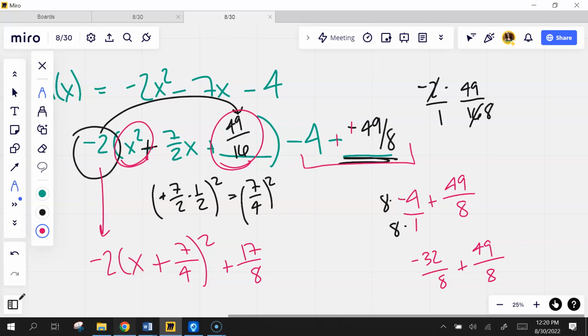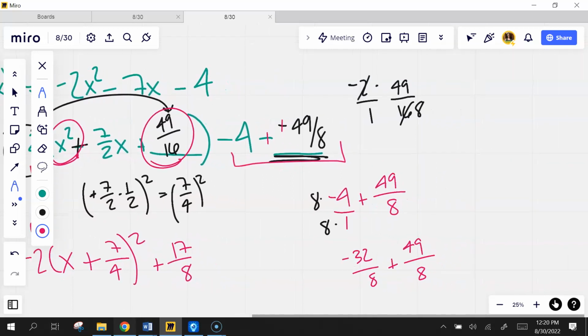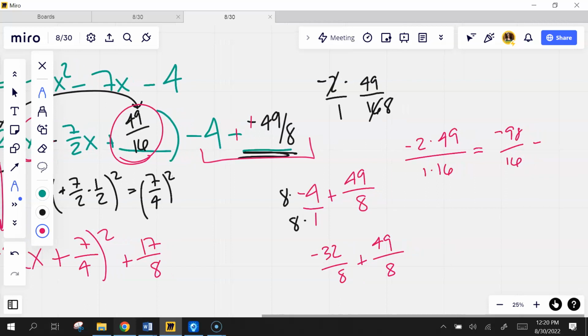So I just did a little quick, if I don't have a calculator, trick, which is I can simplify factors top and bottom. If you can't do that, that's okay. Leave it -2 times 49 over 1 times 16 and use your calculator. This would be -98/16, and I could divide them both by 2. -49/8.